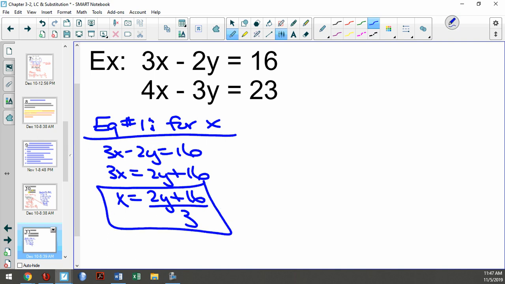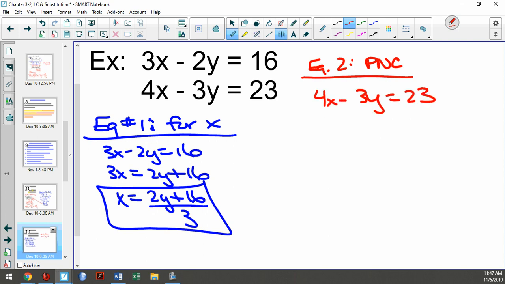Keep it as one fraction, not 2. It's a whole lot easier to plug in one fraction rather than plugging in two fractions. Do we all understand that? Okay, so now I've used equation 1. Now what do I have to do? I have to use equation 2, and I'm going to plug in and shove. So equation 2 is 4x minus 3y is equal to 23.